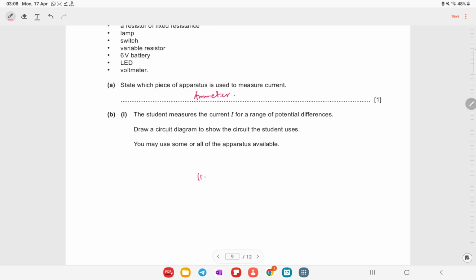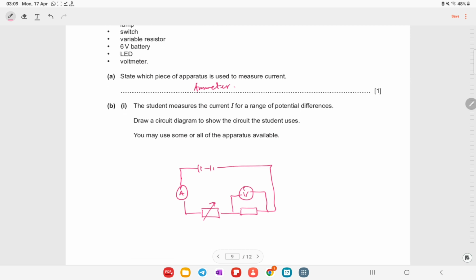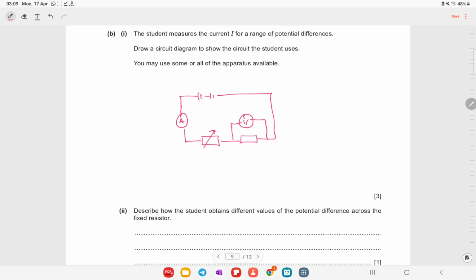Okay, so first we are going to draw the 6-volt battery, then it's going to be connected with the ammeter. Then it's going to be your variable resistor, then your fixed resistor, and then it's connected back, and then you are going to attach a voltmeter across the fixed resistor. So this is going to be your final answer.